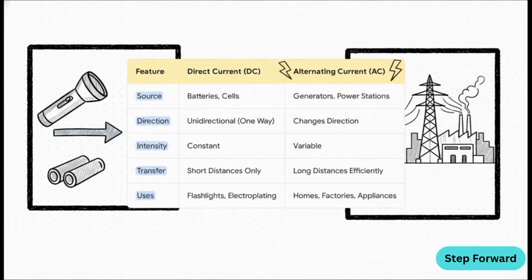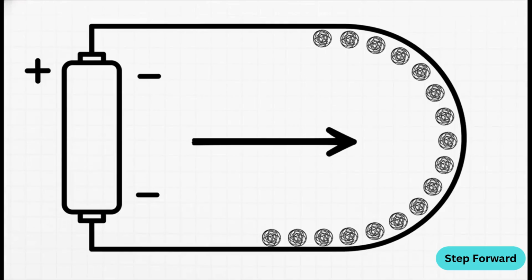AC, from generators, is the total opposite. Its direction and its intensity are always changing, and that unique feature is exactly what allows it to travel hundreds of miles to power our homes and cities without losing all its energy. Let's really picture this. Direct current is a one-way street. It flows steadily and directly, always from the positive side of a battery to the negative side. It's simple, it's predictable, and it's constant.